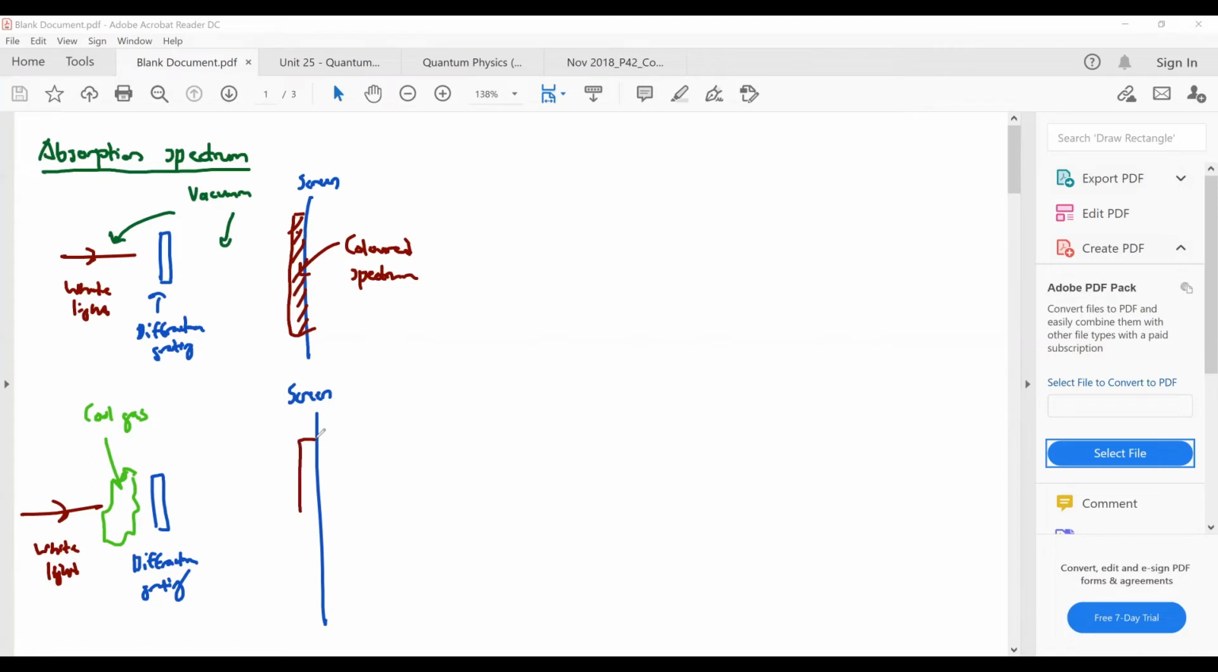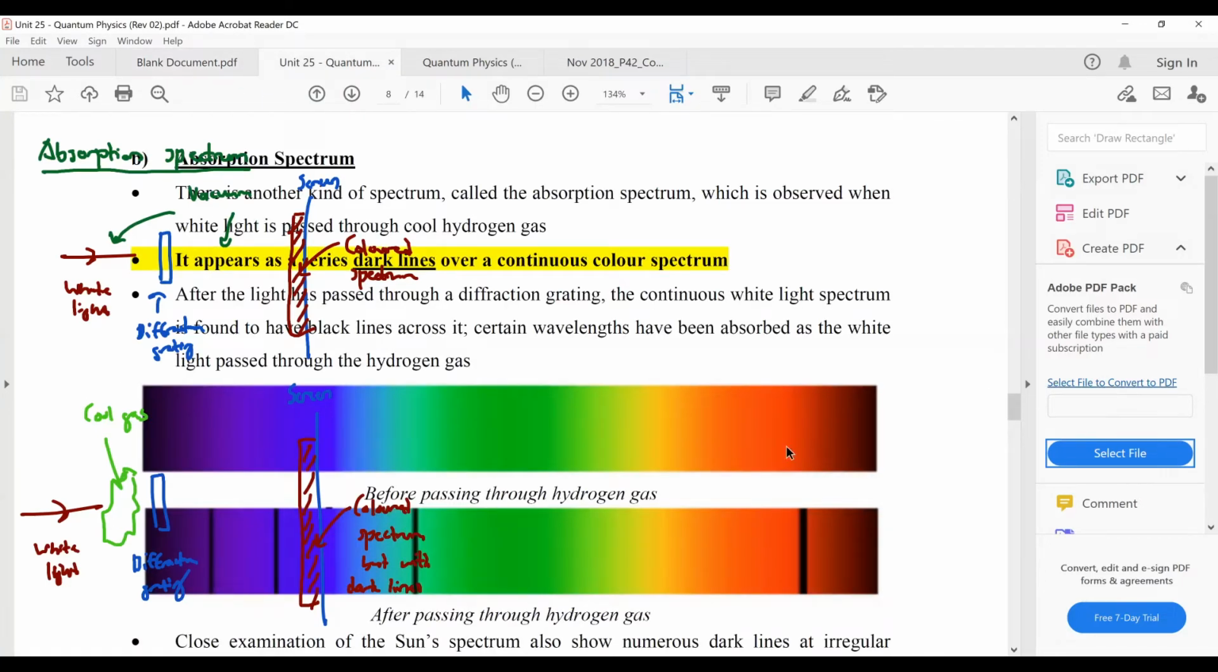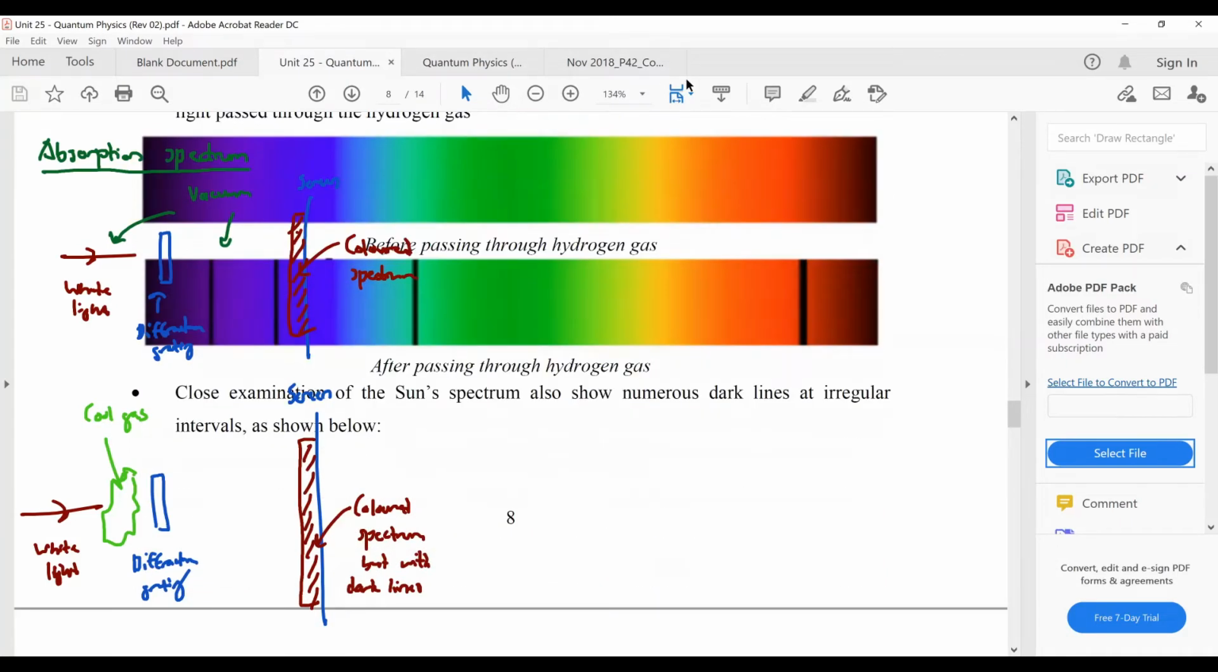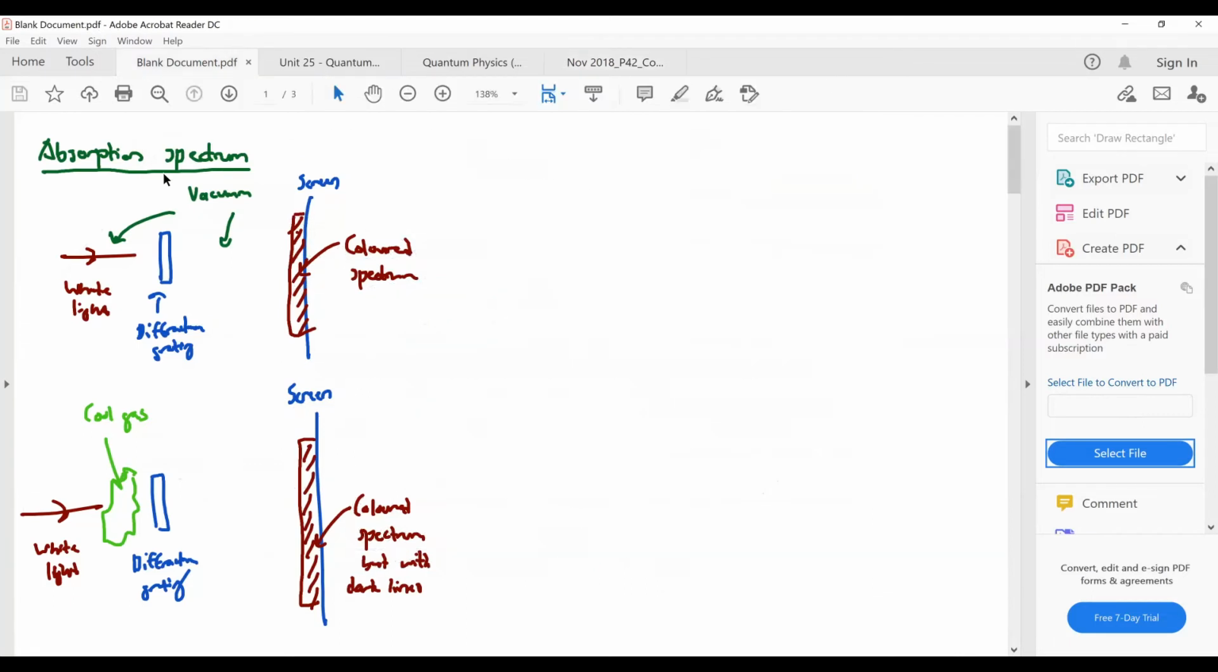But when you have a layer of cool gas in between, and then you look at the pattern that you see here, what you see is still a colored background. It's a color spectrum, but with dark lines. Suddenly you see that the same light is producing a colored background, but there are certain lines that are dark. It looks like this. Initially, before passing through the gas, it was just like that. But after passing through the gas, you'll notice there are certain lines that are dark in color. So what is that line there? How did it come about? What I can just tell you is this. This is the step-by-step explanation.